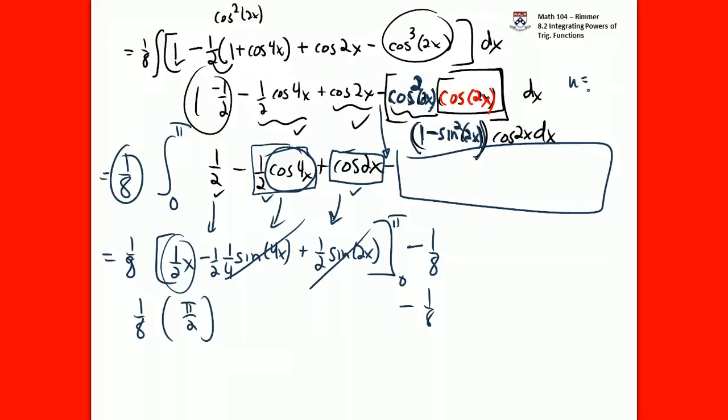What's the purpose? I peel off the thing so it can be part of du. So I let u be the other thing. Sine of twice x. I peeled off the cosine so cosine can be part of du. If cosine is part of du, then u must be sine. U is the sine, but I got to be careful, sine of twice x. So this guy becomes 1 minus u squared. That's a polynomial. I can integrate that all day long. I don't know where it went, but there it is. And this guy will be du.